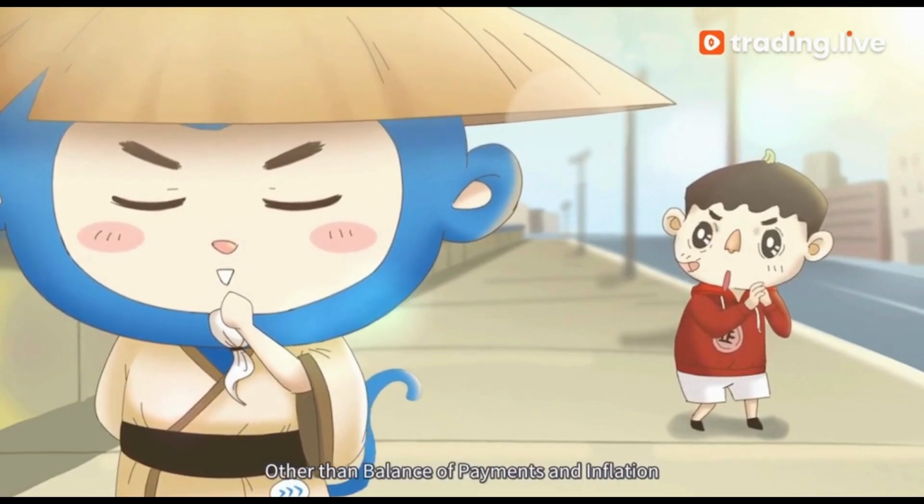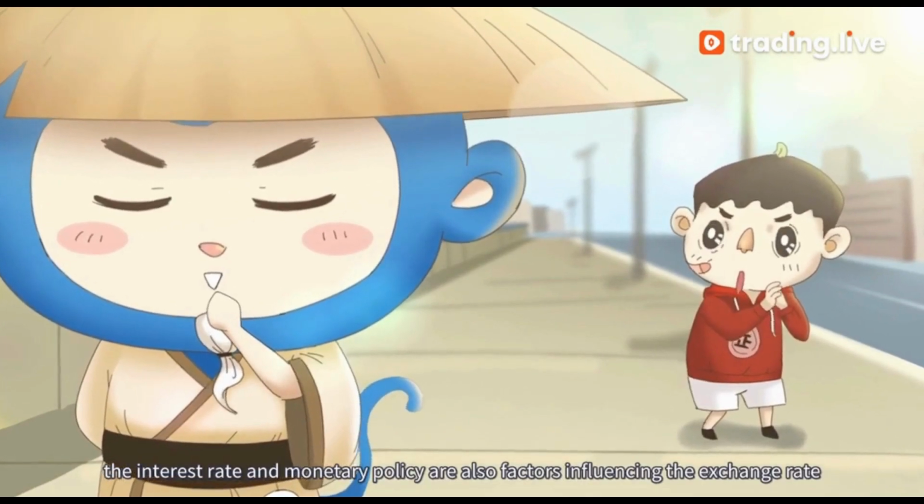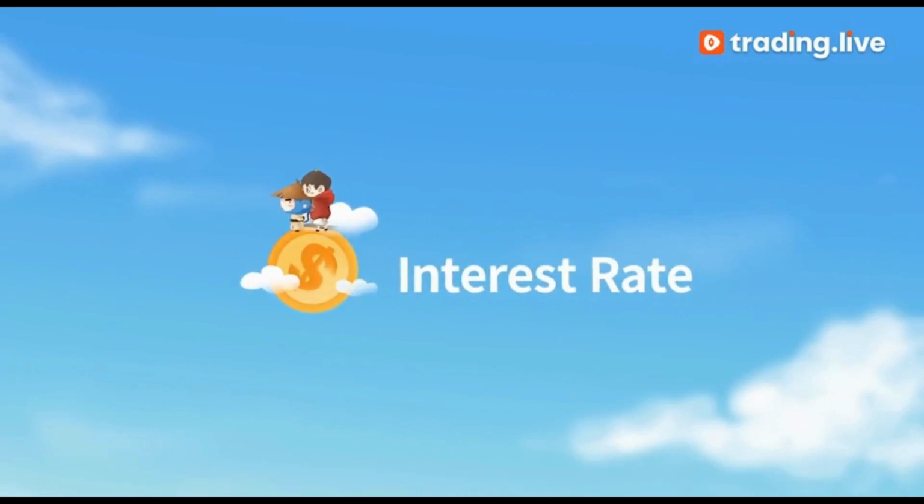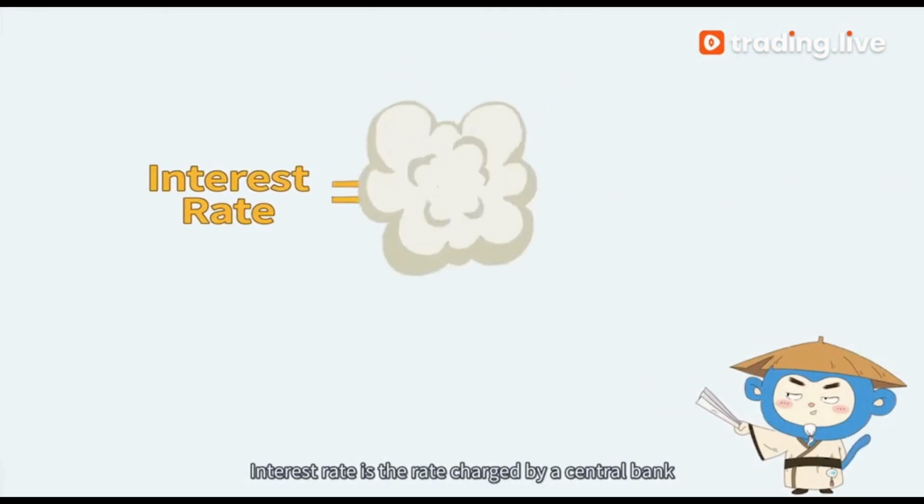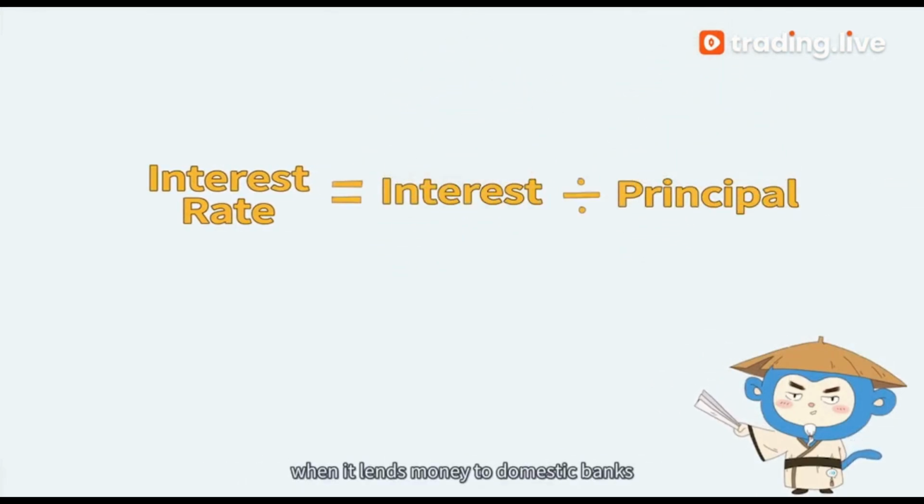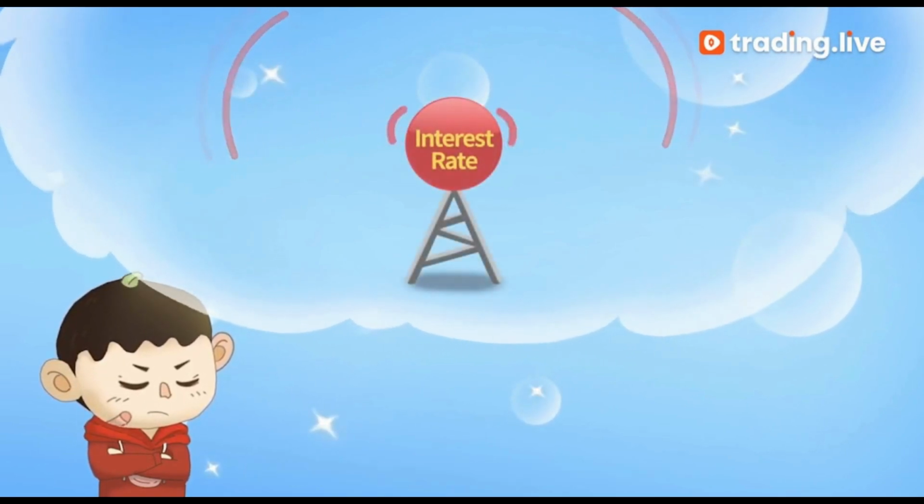Other than balance of payments and inflation, the interest rate and monetary policy are also factors influencing the exchange rate. Interest rate. Interest rate is the rate charged by a central bank when it lends money to domestic banks. The bank sets the monetary policy, thus playing a role in influencing the forex market.